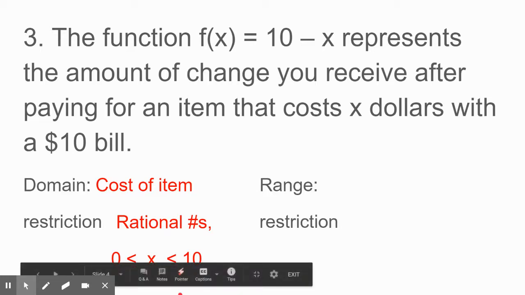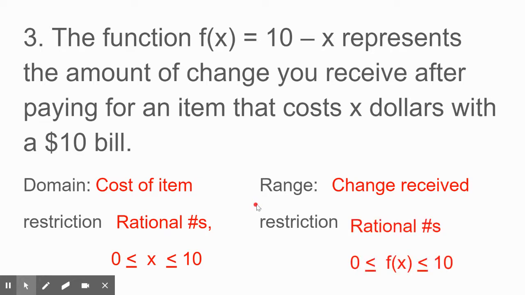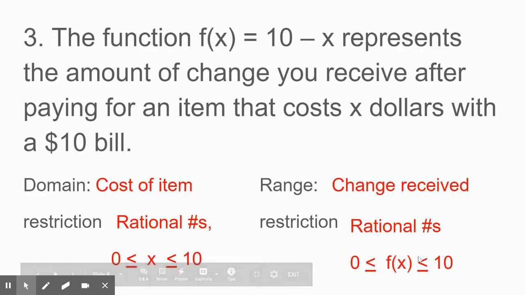The range is the change you receive. The change you receive is the dependent variable. The change you receive depends on the cost. So what happens is the clerk subtracts 10 minus the cost of the item and gives you change. So your change will also be money. It'll be a decimal rounded to the hundredths place. But it also can't be more than $10. So your restriction on the range is it has to be rational numbers between 0 and 10. So 0 less than or equal to f of x less than or equal to 10.